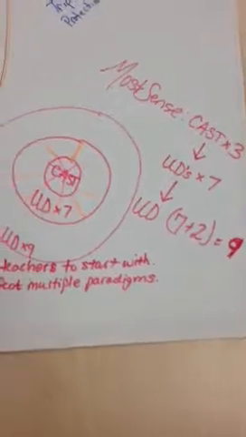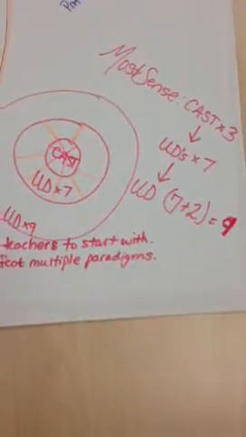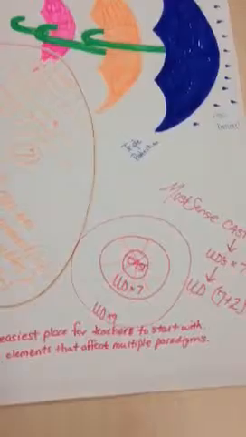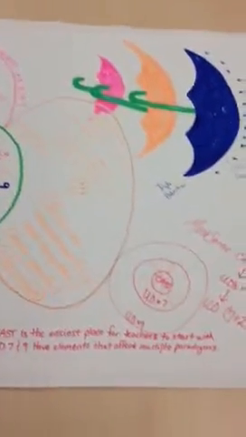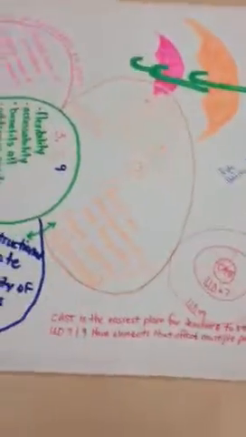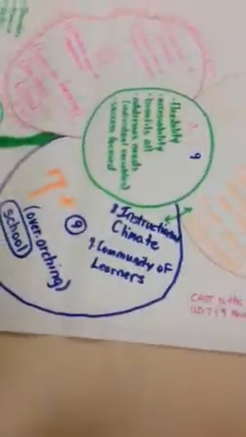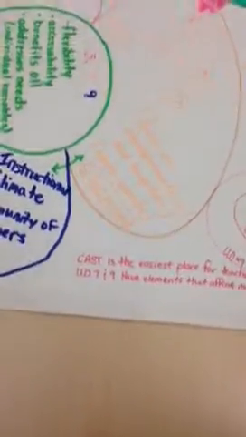The one that made the most sense to us, because it was written in teacher language, was the CAST model with the 3, because it really set things up in teacher language. But we felt all of them were important, and as you built from the CAST model to the architectural model to more of that instructional model, you would start to build out further and further. So the CAST is the easiest place for teachers to start, but UDL 7 and 9 have elements that affect multiple paradigms.